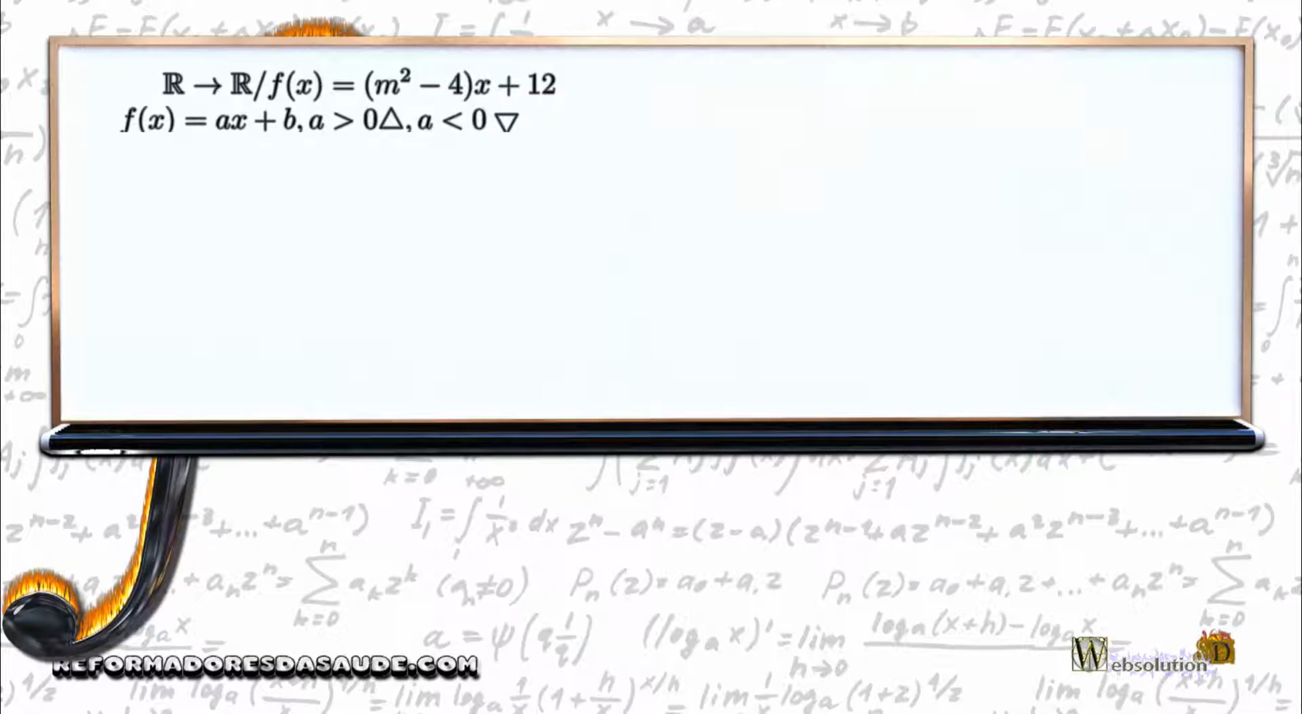Therefore, we have m plus 2 times m minus 2 equal to m squared minus 4. Since m plus 2 equals 0, then m equals minus 2. We found a root. If m minus 2 equals 0, then m is equal to 2. We found the other root. So we see that the roots belong to the truth set equal to minus 2 and 2.